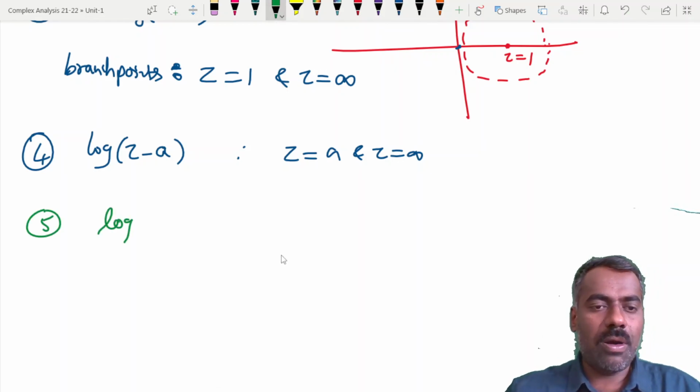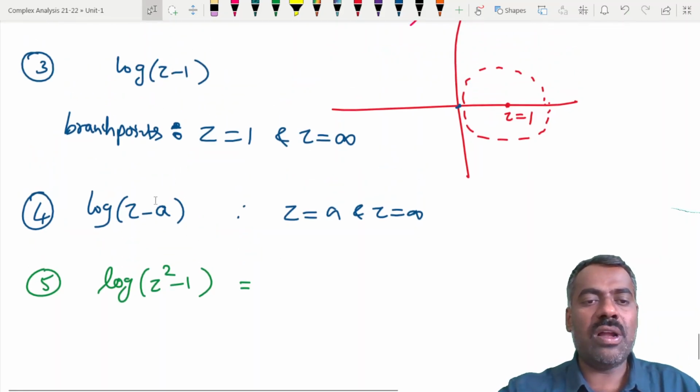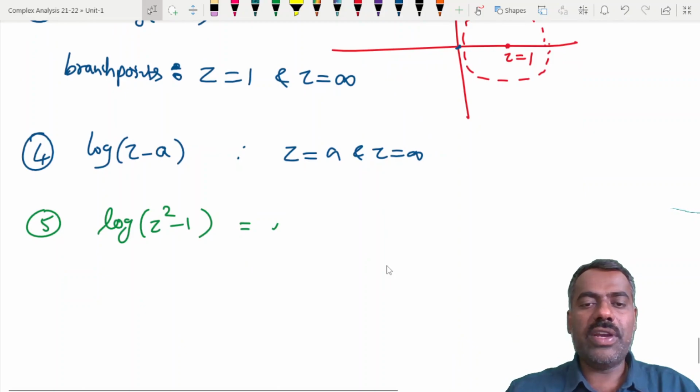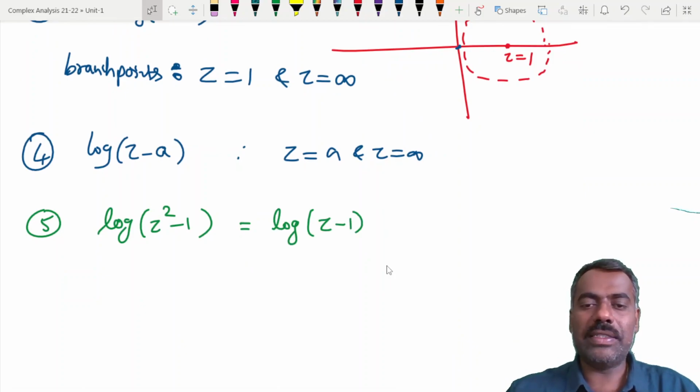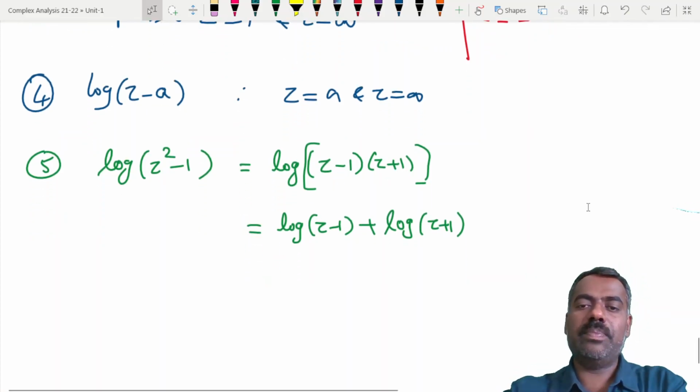Suppose I have log of z squared minus 1, then how can you simplify? First try to simplify this. You get it in a form something like log of z minus a. How can you write this one? Log of z minus 1 into z plus 1, right? But we know log of z1 into z2 is log z1 plus log z2. So this is like, okay. Now can you guess what the branch points should be?